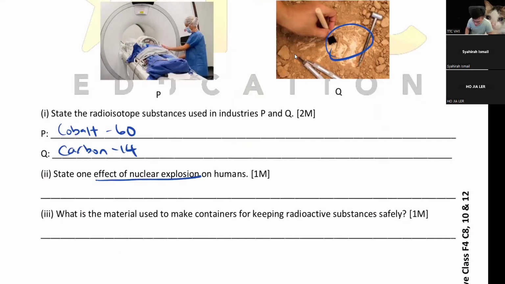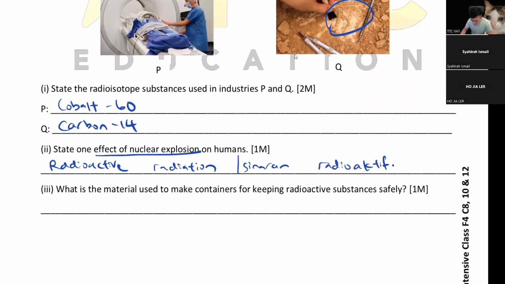Effect of nuclear explosion, you will produce radioactive radiation, sinaran radioaktif. You can say it causes cancer, things like that. Number 3, what is the material used to make containers for keeping radioactive substance safely? We will use lead. In BM, we call it plumbum. This is the thing that will stop all radiation.